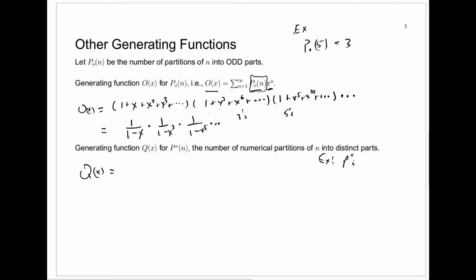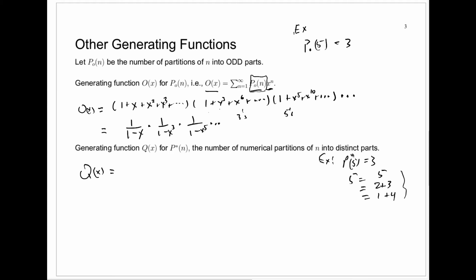what is p star of 5? Well, you could write 5 just as 5. That's just one part, one distinct part, it's fine. You can write it as 2 plus 3, or you could write it as 1 plus 4. We're not allowed to use ones twice, so we can't write it as 1 plus 1 plus 1 plus 1 plus 1. That uses the 1 over and over again. We can't write it as 1 plus 2 plus 2. There are just these 3 ways to do it, so p star of 5 equals 3.